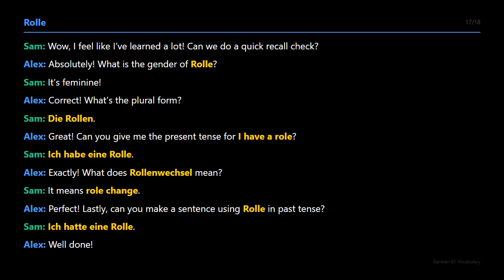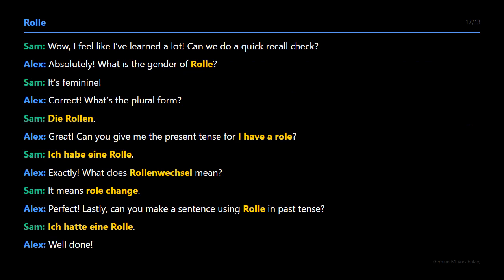Can we do a quick recall check? Absolutely. What is the gender of Rolle? It's feminine. Correct. What's the plural form? Die Rollen. Great. Can you give me the present tense for I have a role? Ich habe eine Rolle.